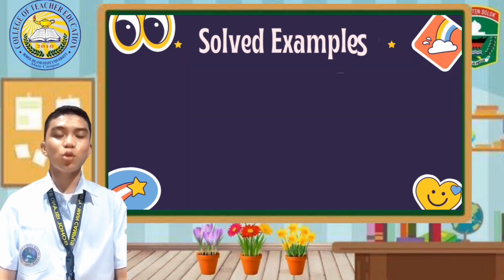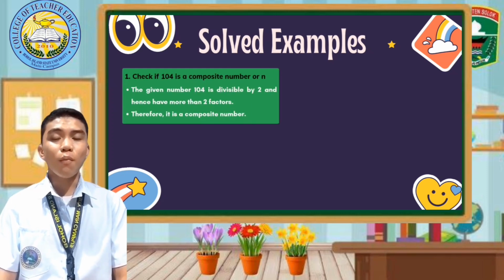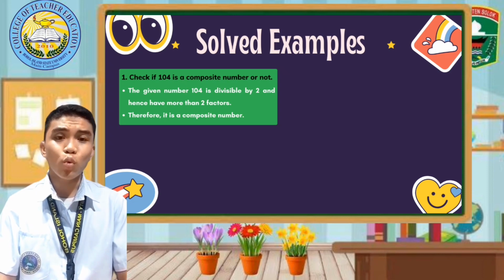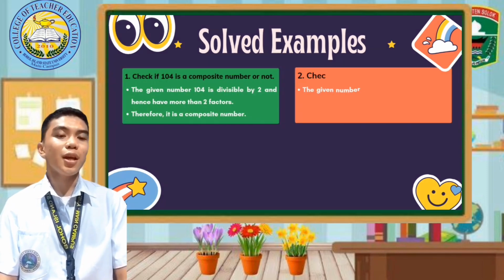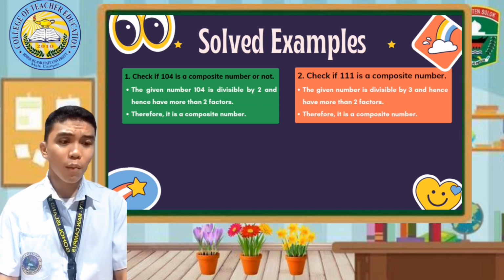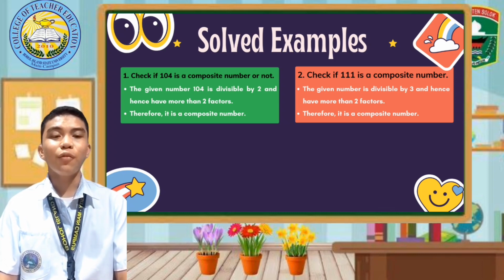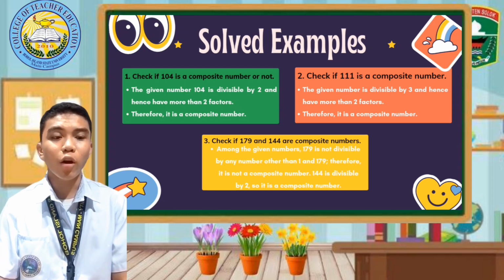We have here some solved examples. Number 1. Check if 104 is a composite number or not. The given number 104 is divisible by 2 and hence has more than 2 factors. Therefore, it is a composite number. Second, check if 111 is a composite number. The given number is divisible by 3 and hence has more than 2 factors. Therefore, it is a composite number.